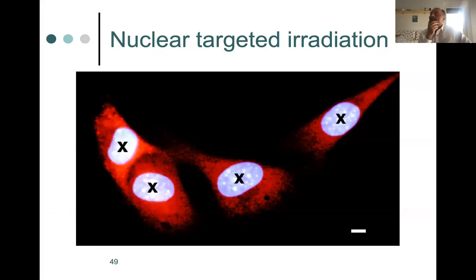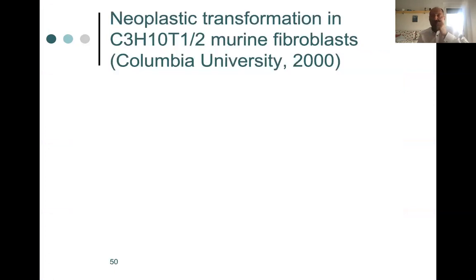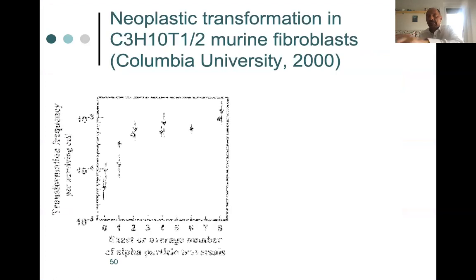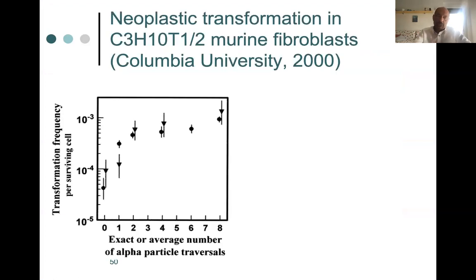So what can you do with the microbeam? You can say, okay, I shoot 1 alpha particle, 2 alpha particles, 3 alpha particles in the nucleus. And then I ask the question, how many alpha particles do I need to cause neoplastic transformation? Now, if you do that, this was an experiment done in New York at Columbia University.